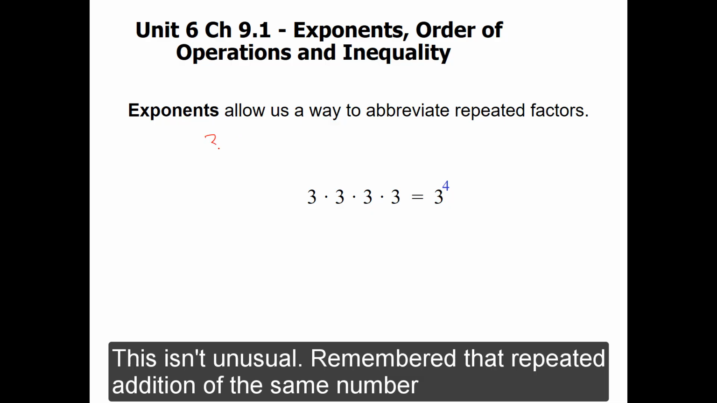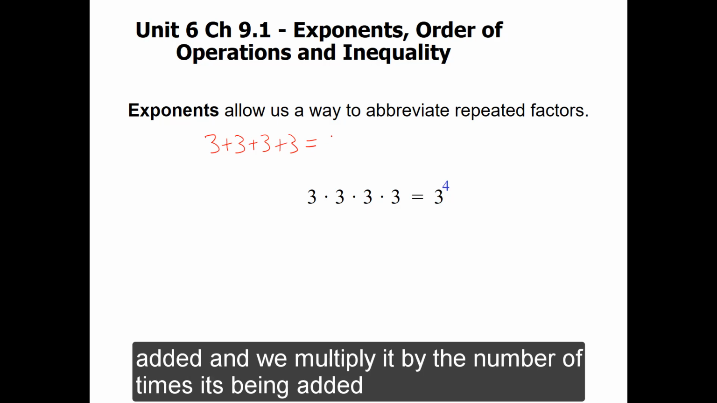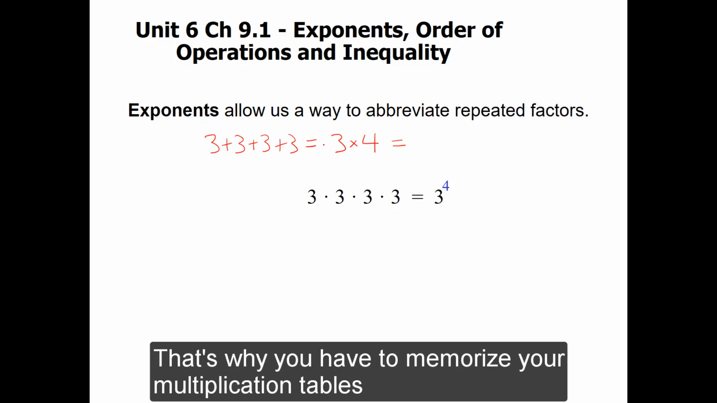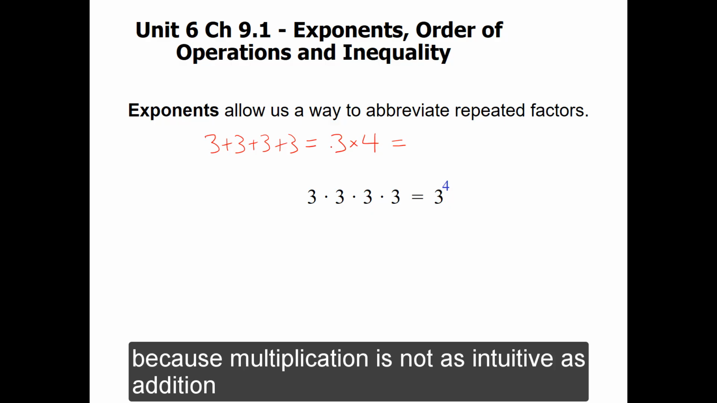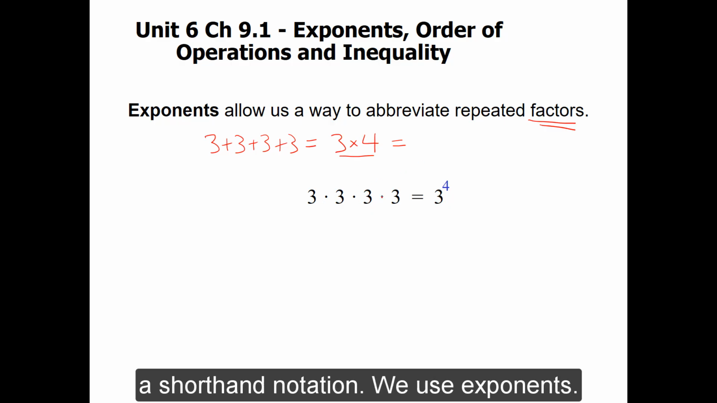Remember that what we do with just repeated addition of the same number is we have this thing called multiplication, where we take the number that's repeatedly being added and we multiply it by the number of times it's being added. And so that's why you have to memorize your multiplication tables, because it's not completely intuitive just looking at this as to what it means. Well, likewise, if we want to repeatedly multiply, and that's what factors mean, and we want to do a shorthand like we do with repeated addition, we use this thing called exponents.